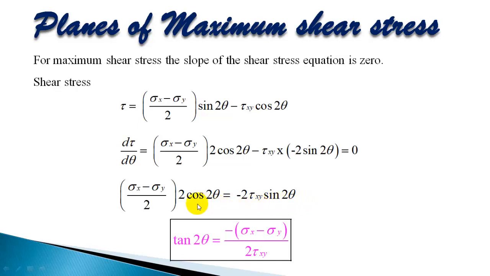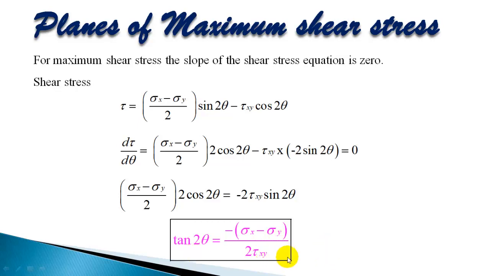Now dividing by 2 cos 2 theta, 2 cancels, and sine 2 theta by cos 2 theta will give tan 2 theta, and tan 2 theta is equal to (sigma x minus sigma y) by 2 divided by minus tau xy. So that will give minus of (sigma x minus sigma y) divided by 2 tau xy. So this is the value of tan 2 theta. Tan 2 theta is minus of (sigma x minus sigma y) divided by 2 tau xy.